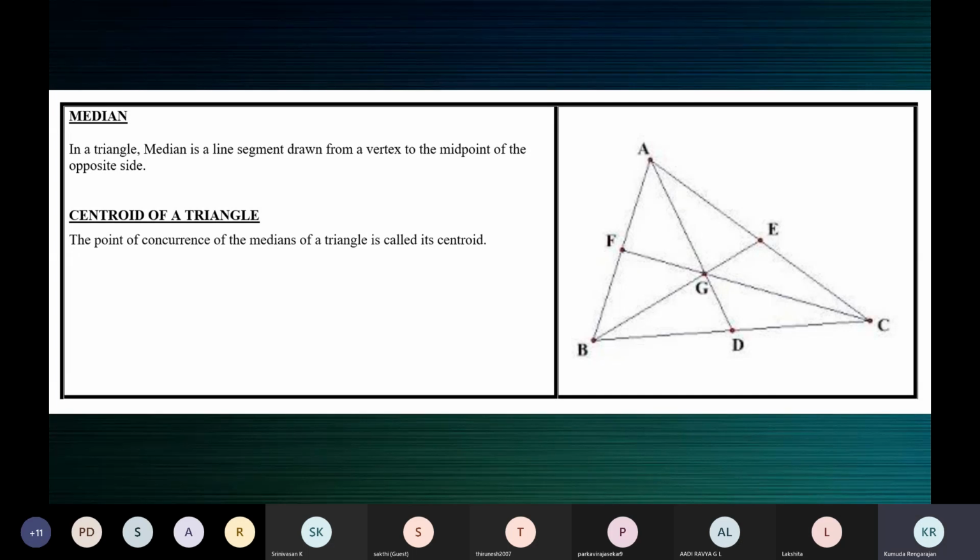How many angles does a triangle have? Three, ma'am. Can the three angles be bisected? Yes, ma'am. The three angles can be bisected. These are the angular bisectors.